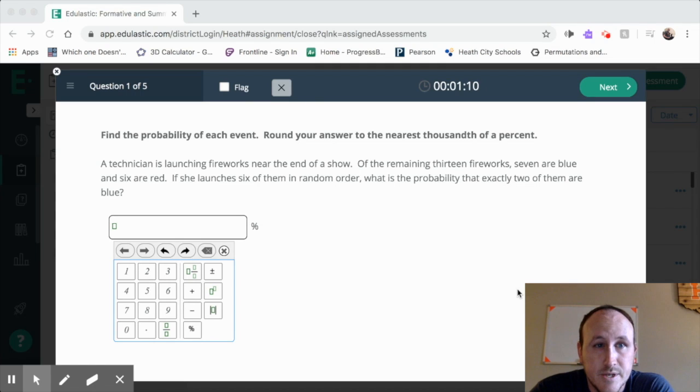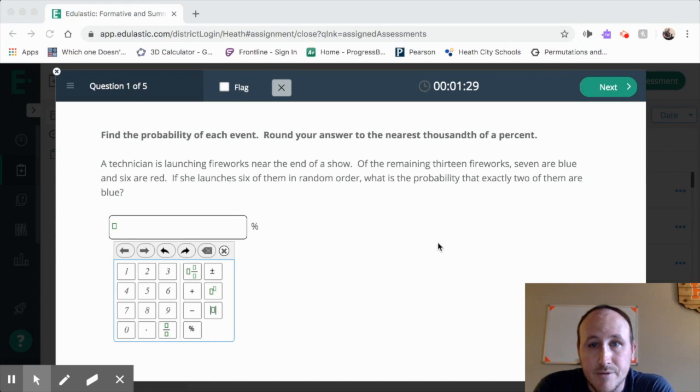Okay, we're going to go ahead and take a look at this question here, which is a probability question using combinations. In this particular question, we want to know the probability that exactly two are chosen from the given subgroup, being blue fireworks. So in this scenario, we have a technician launching fireworks near the end of a show.